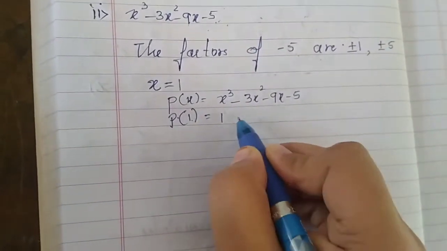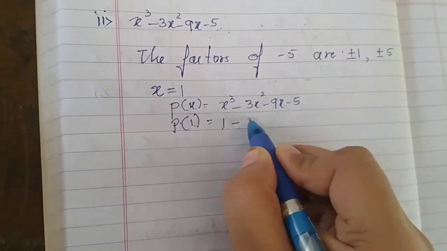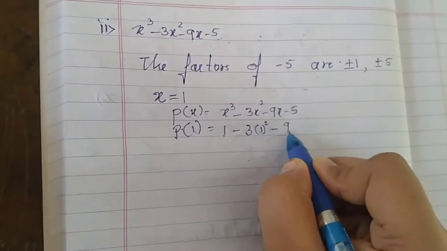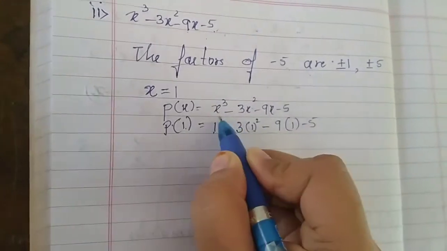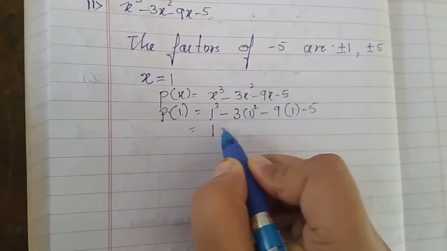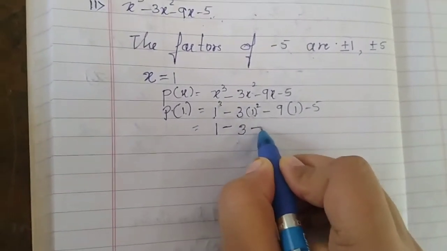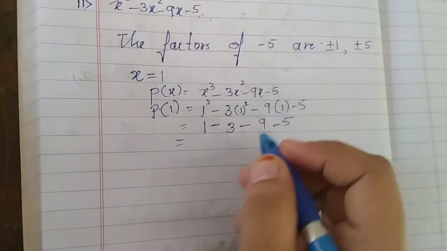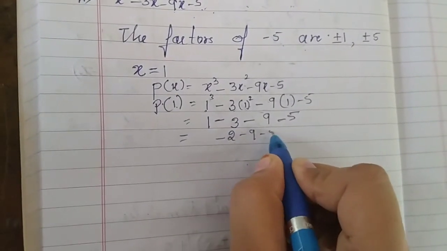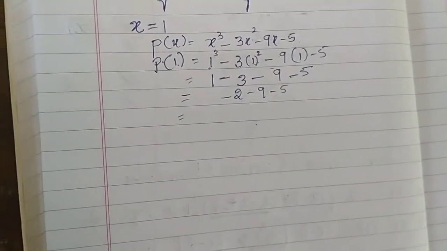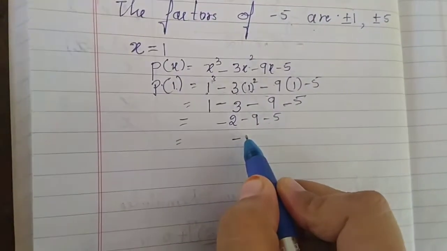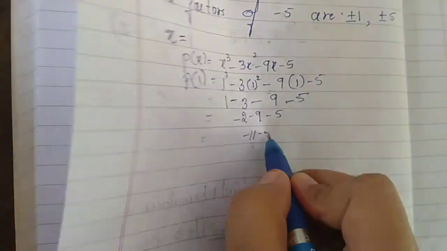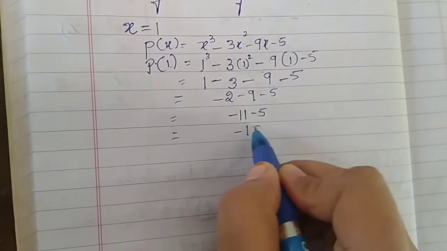So p of 1 will be equals to 1 cube means 1 only, minus 3 into 1 square means 1 only, minus 9 into 1 minus 5. So 1 cube means 1, minus 3 into 1 is nothing but 3, minus 9 ones are 9, minus 5. So this will be equals to minus 2, minus 9 and minus 5. So here again you can see, if you add this you are going to get minus 11 minus 5. So this will be equals to minus 16.